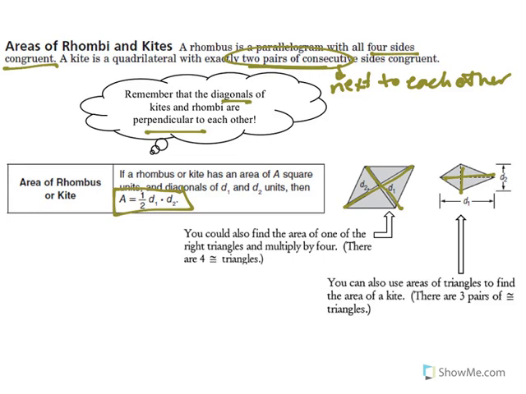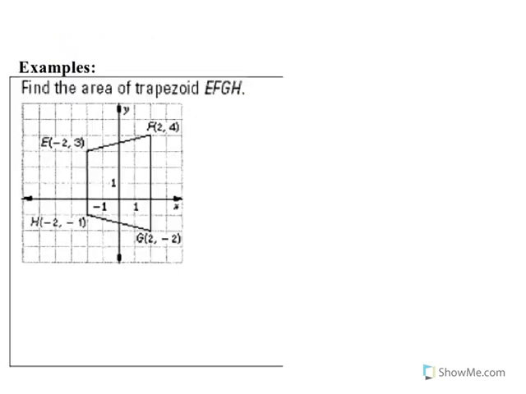The side note says you can also find the area of one of the right triangles and multiply it by 4. There's a lot of creative things that you can do here. Just this is kind of a shortcut, especially if I give you diagonals. For a kite, you could use areas of a triangle to find the area of a kite again, too. There's 3 different pairs of congruent triangles. So you can find kind of any different piece here and see how you can piece it together to solve. Okay, let's do some problems. We've got 3 examples on this page.